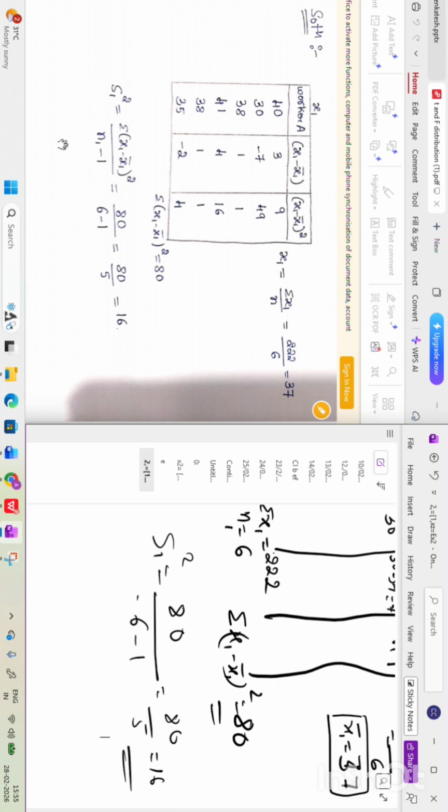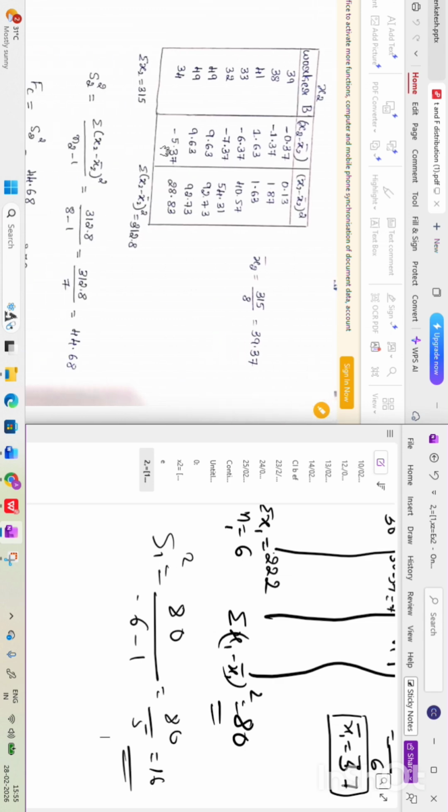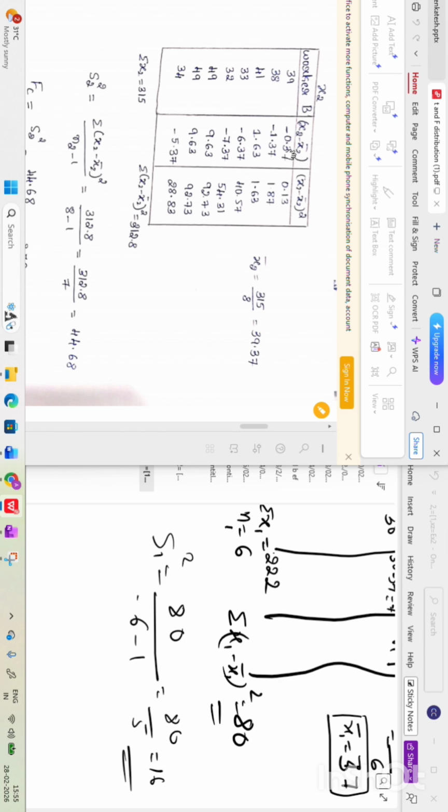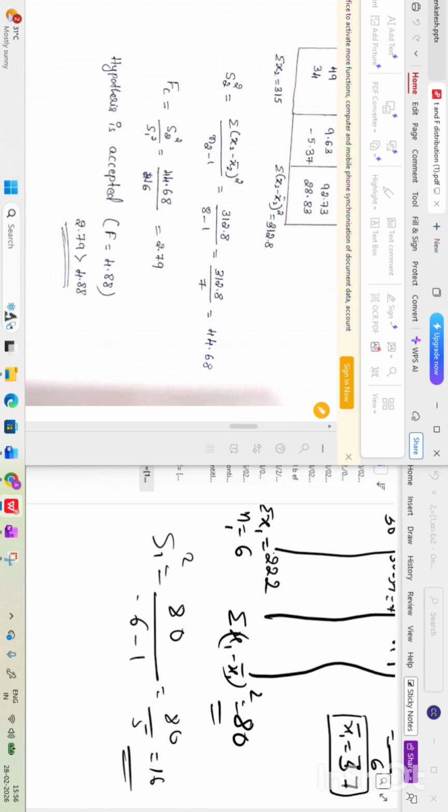Likewise, we need to calculate for worker B also. Take worker B and find x2 minus x2 bar. Before that, we should know the formula of x2 bar. Add the values and substitute the sum here; the number of observations is 8. You will get x2 bar as 39.37. Subtract this 39.37 from each x2 of worker B to get the column of x2 minus x2 bar. Then square it to get (x2 minus x2 bar) whole square, sum it, and substitute that value in s2 square.